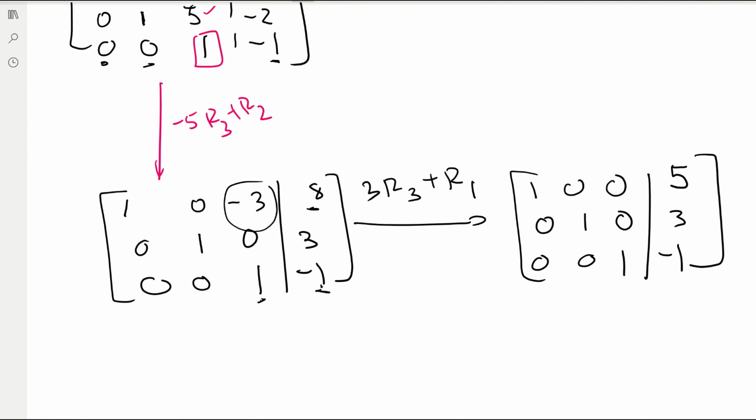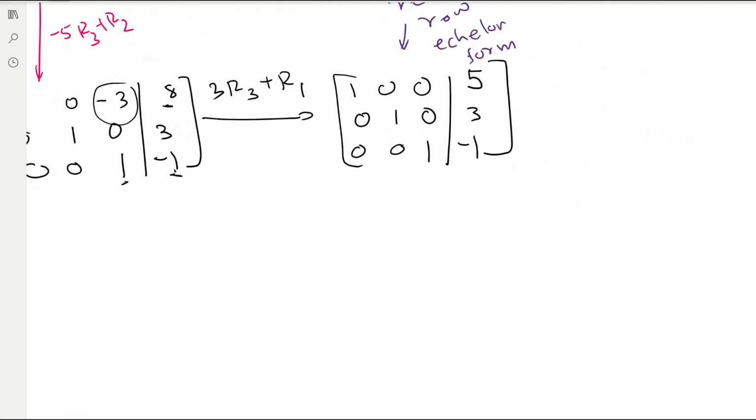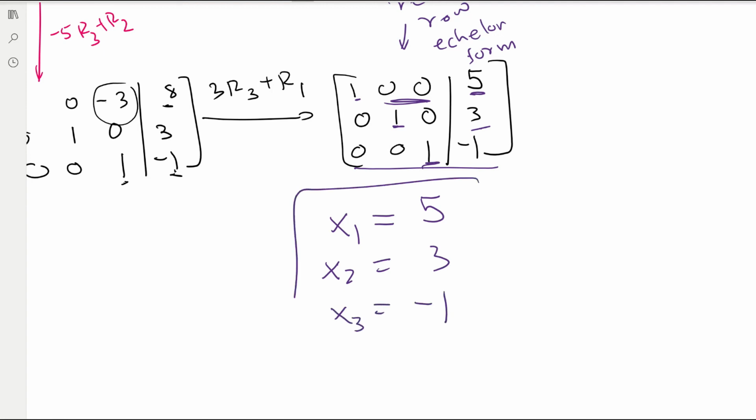There we go. Now we have the reduced row echelon form. From here, finding the solution is super easy. If you write this as an equation, this is the coefficient of x1, and the right hand side is 5, everything else is 0. This one means x2, and the right hand side is 3. This one means x3, and x3 is -1. There we go, we get the solution. We have a unique solution.